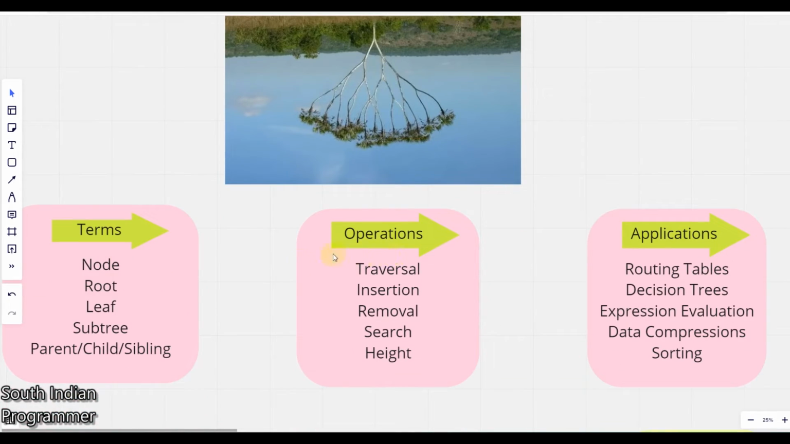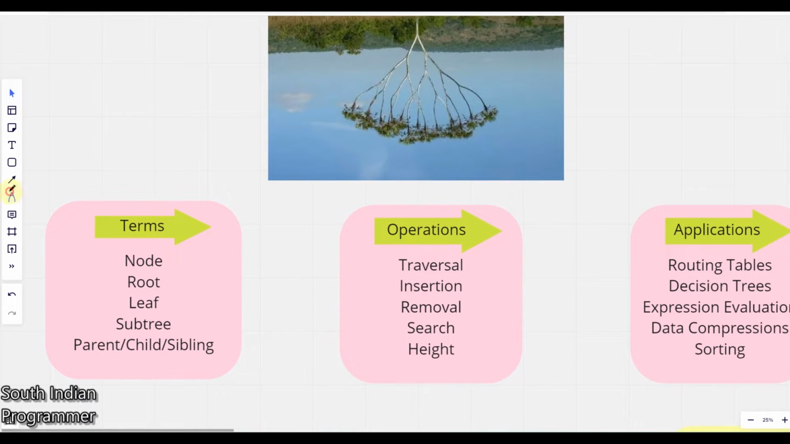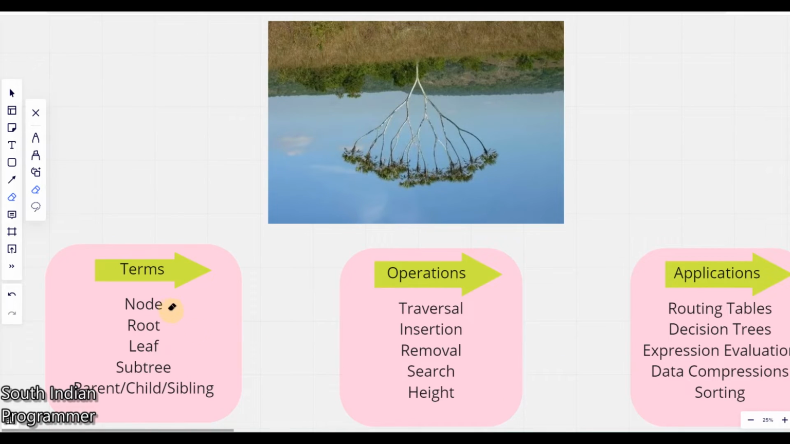Okay, the terms involved in a binary tree are node, root, leaf, and subtree, and some relational terms, which means parent, children, and siblings. This kind of family relation is there in a binary tree. We'll see them one by one.